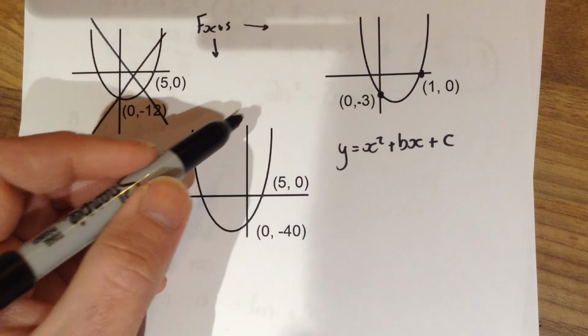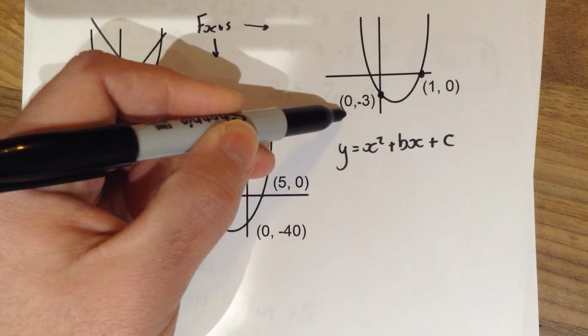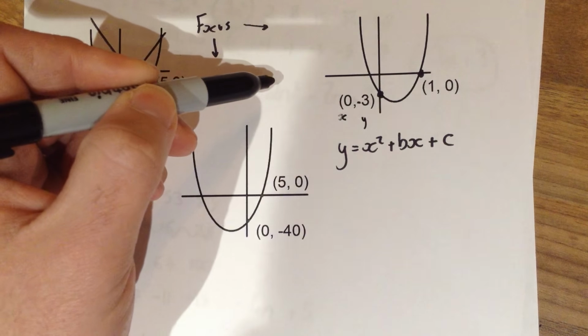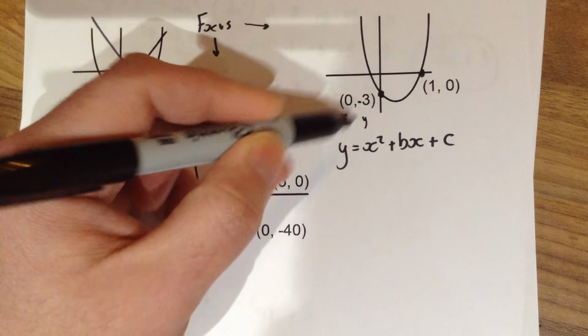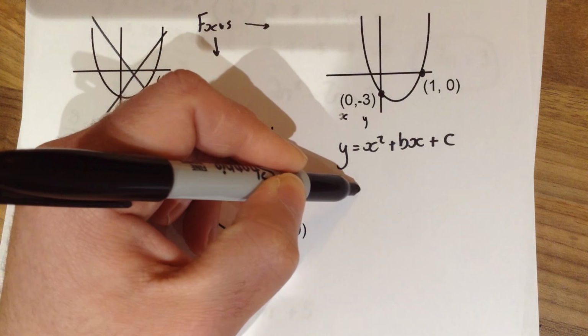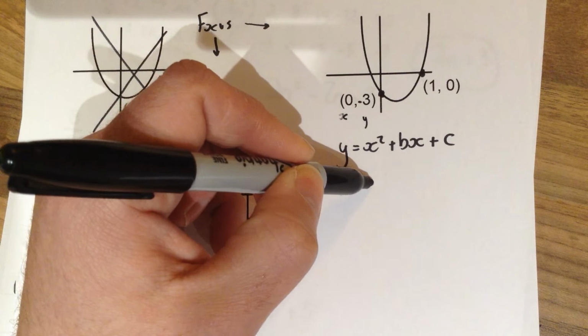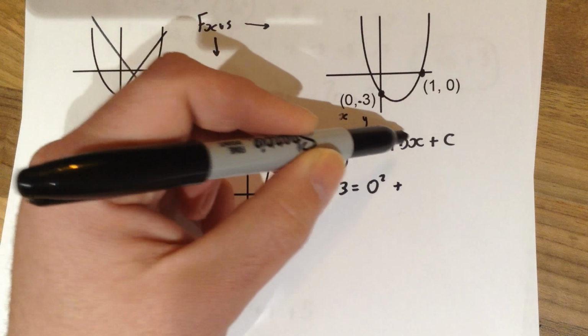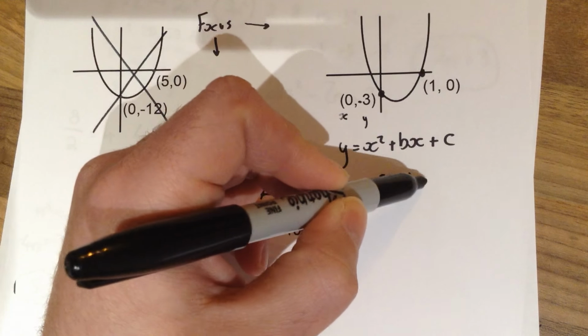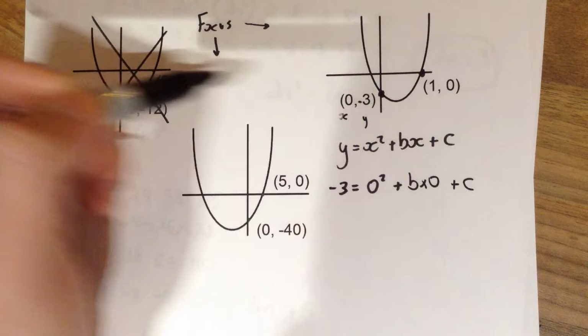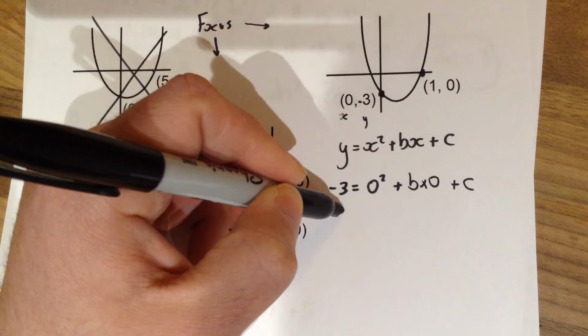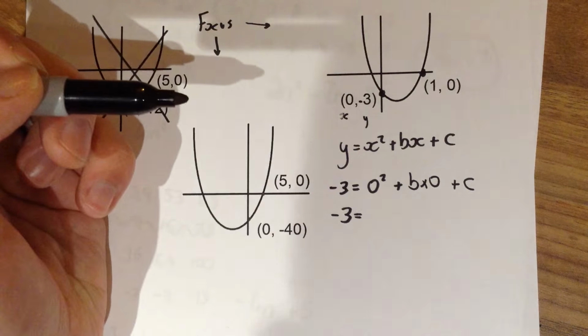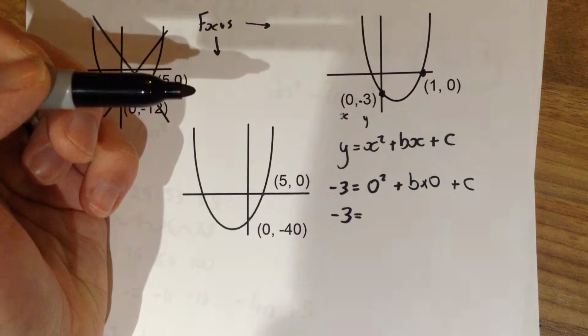So if we start with 0, minus 3, that tells me that x is 0 and y is minus 3. Substituting that in, y is minus 3. If x is 0, 0 squared will be 0. b times x, in other words b times nothing, plus c. Neatening this up, we get minus 3 equals 0 squared is nothing, b times 0 is nothing, plus c, so just c. So here we have found the first of our values: c is equal to minus 3.